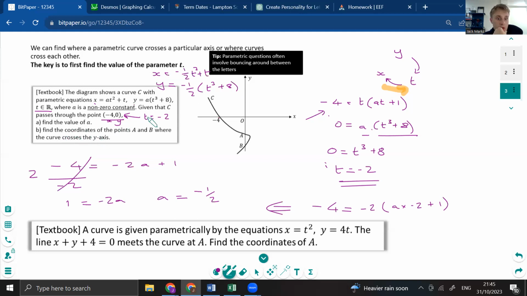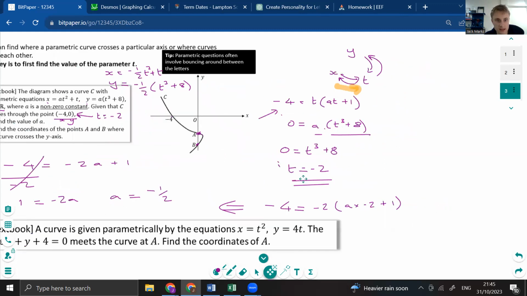So find the coordinates of A and B where it crosses the y-axis. So what do I know at this point? I know that x is 0. So I'm going to use the fact that x is 0 to help find out when that happens, which t value results in that. And then I'm going to use that to find out my y value. Okay, so I'm just going to be bouncing between them. I don't think you need me to do that question there, okay? But I'll just give you the start of that. So we know it's about the x part, so I would say 0 equals minus a half t squared plus t.